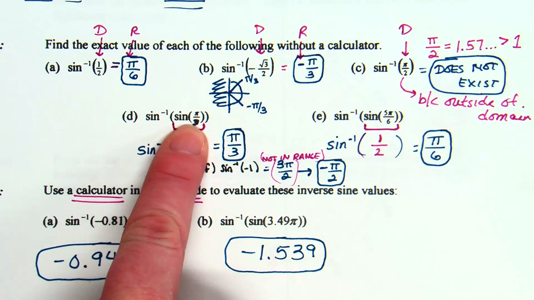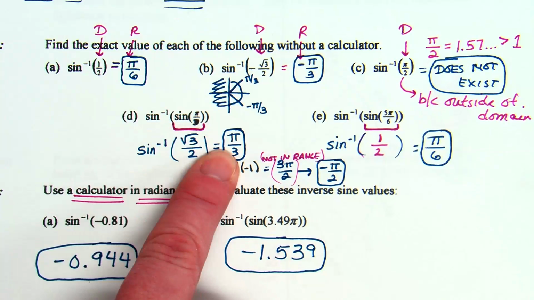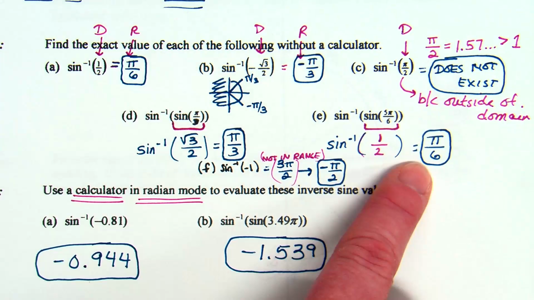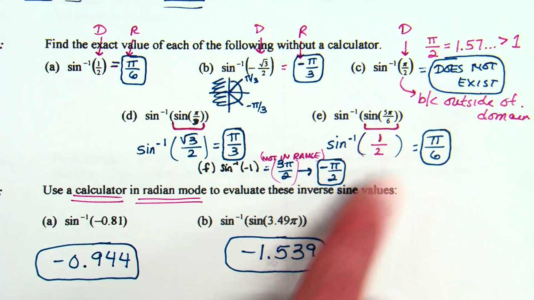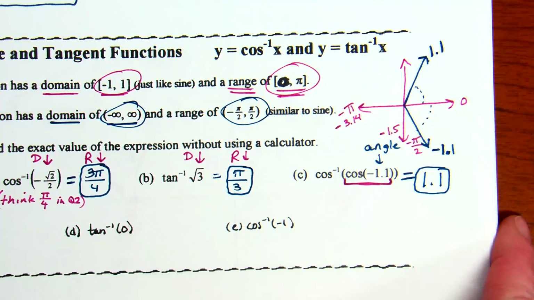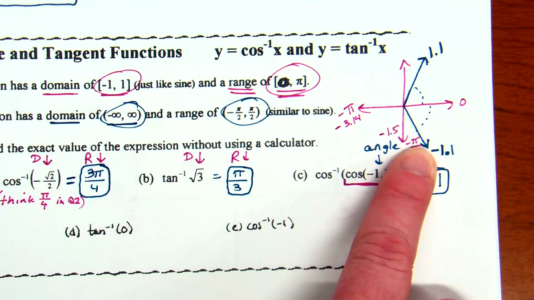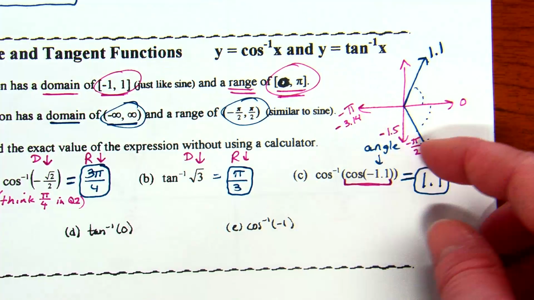Okay. If pi over 3 was in a good quadrant, right? So it was pi over 3 in this case. But what about e? Sine inverse of sine of 5 pi over 6. We couldn't say 5 pi over 6 because it wasn't in the right quadrant. So we had to get to the right quadrant, which in this case was equivalent to pi over 6. So what I just took you guys through down here, negative 1.1 wasn't in the right quadrant. So what's the equivalence that's in the correct quadrant? And that was positive 1.1.